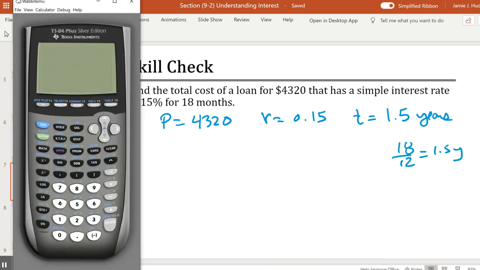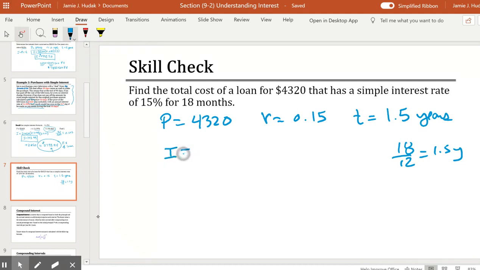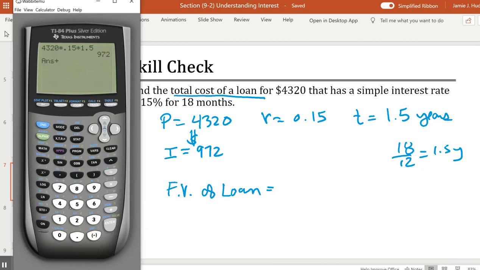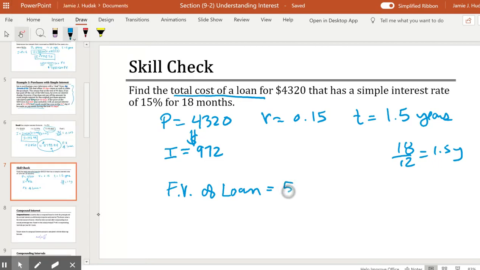So our simple interest is $4,320 times the 15% times the 1.5 years, and that gives us a simple interest of $972. But it says find the total cost of a loan. So we found the interest part. So now the future value of the loan is $5,292.